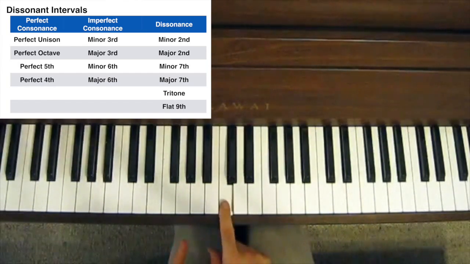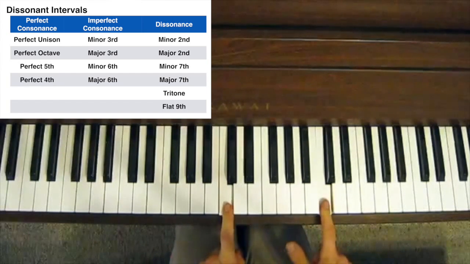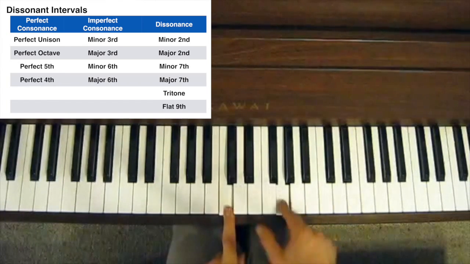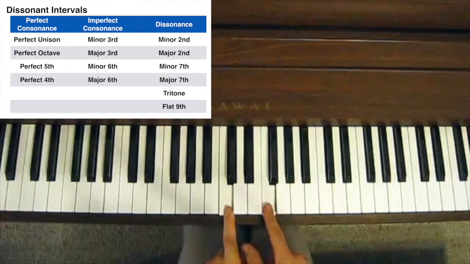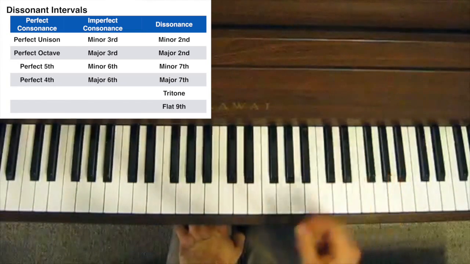So a perfect unison has a frequency ratio of 1 to 1, a perfect octave has a ratio of 2 to 1, a perfect fifth has a ratio of 3 to 2, a perfect fourth has a ratio of 4 to 3, and so on. But anyway, that's a little bit of an aside.